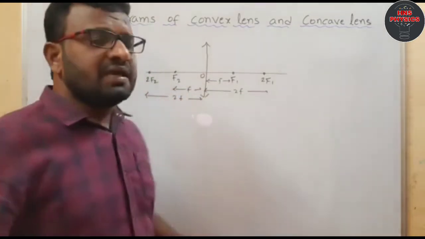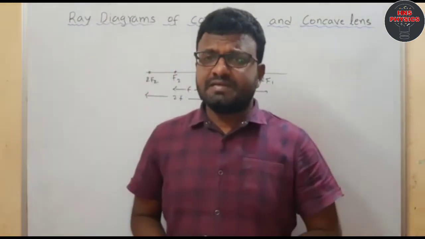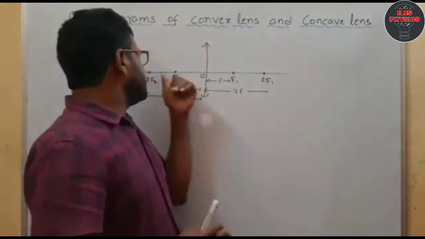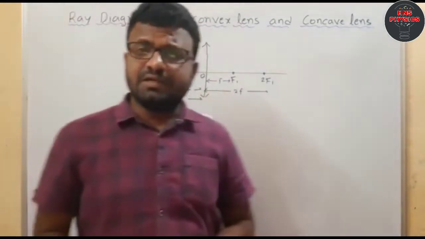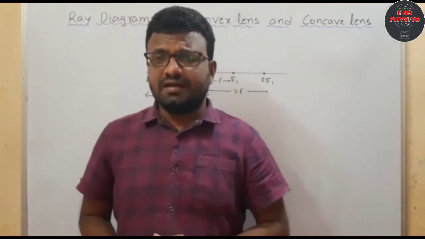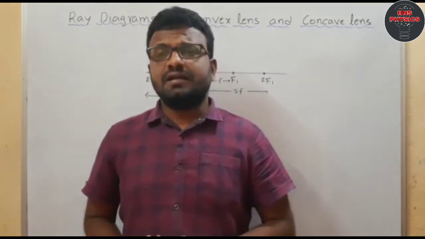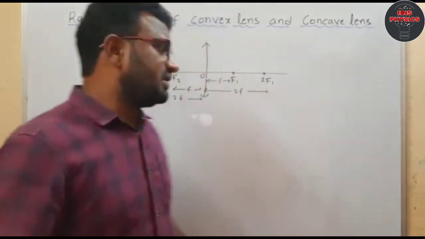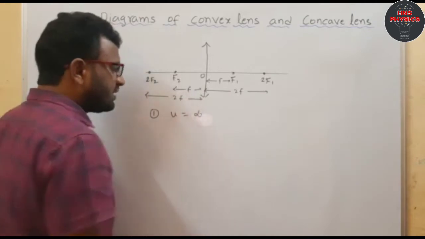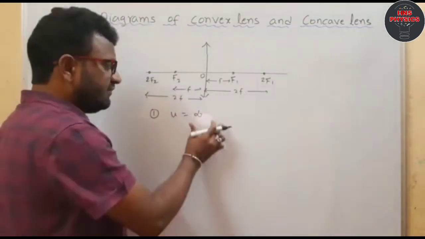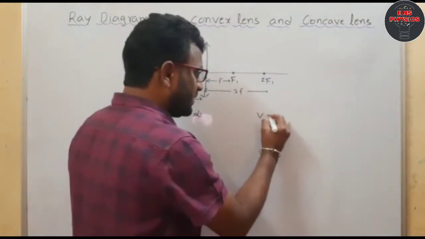Generally in the exam, when the object is placed at infinity, when the object is placed at 2F2, when the object is placed at F2, questions like this they will ask, so students can draw the ray diagrams easily. But sometimes they ask application type questions. Application type questions means, first question, u equal to infinity. Where is the image formed, what is the nature, what is the size of the image? v equal to question mark.